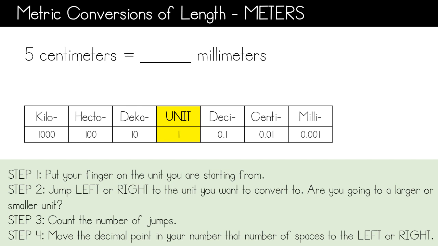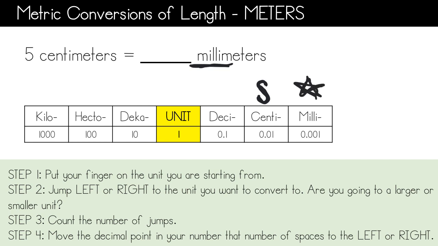Now let's just jump right into metric conversions. So we have 5 centimeters equals how many millimeters? Let's look at our steps. Step 1 says put your finger on the unit that you're starting from. So where are we starting? We're starting right here. That's our starting spot. Now jump left or right to the unit you want to convert to. We want to convert to millimeters. Let's look and see where millimeters is. Oh, this is where we want to be.